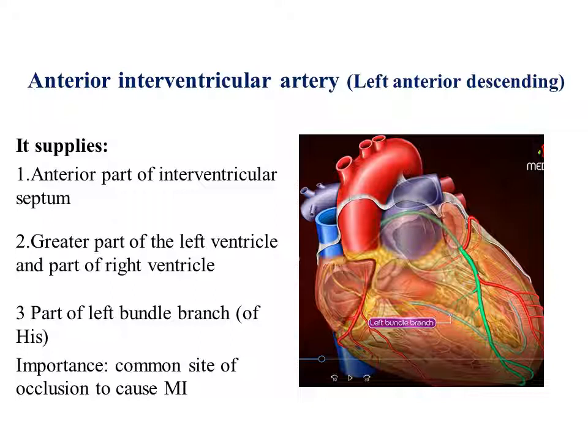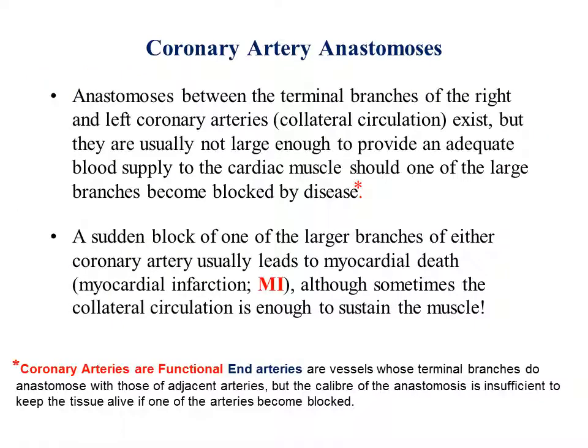And this anterior interventricular artery supplies, number one, the anterior part of the interventricular septum, number two, the greater part of the left ventricle and part of the right ventricle, number three, part of the left bundle branch of His. This is very important, really, and the importance of this artery is being a common site of myocardial infarction. Of course, any vessel of the coronaries or one of their branches could be affected by obstruction and cause the picture of myocardial infarction in the patient.